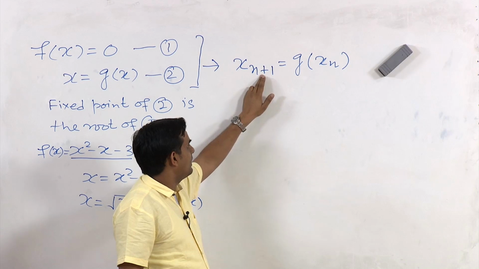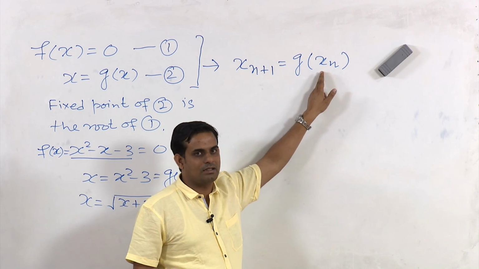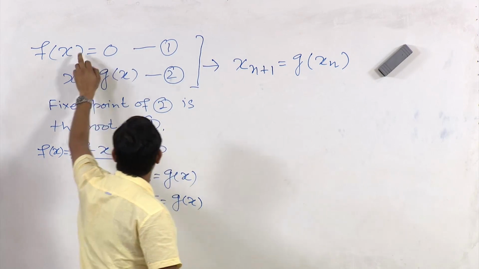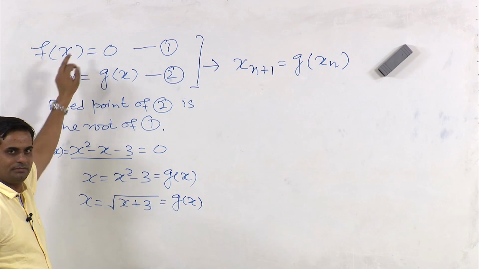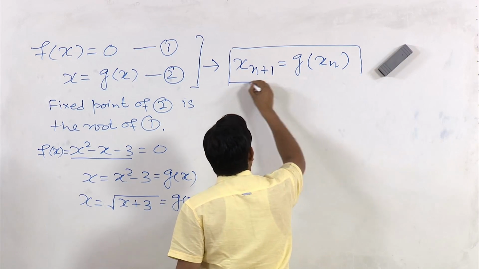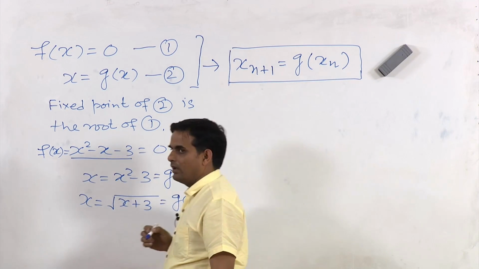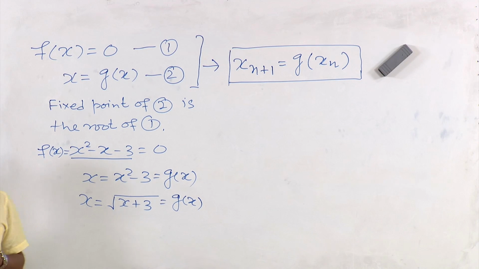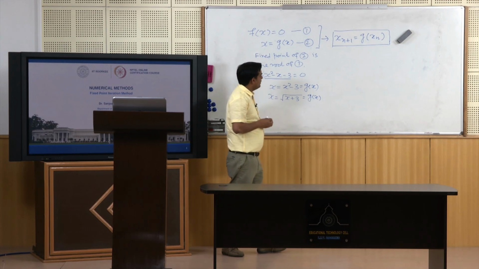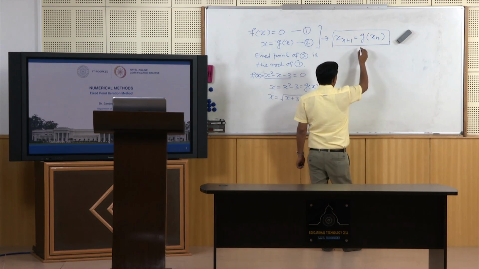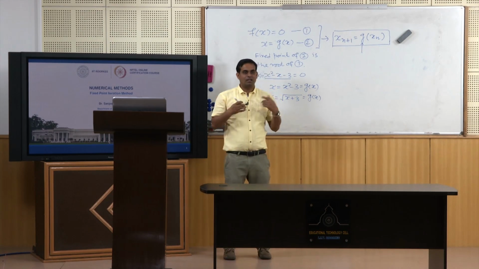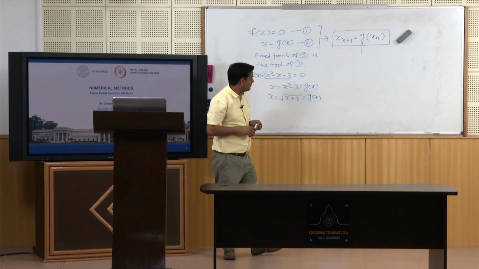Finally, this will become x star equals g of x star, and hence x star is a fixed point of this, which gives the root of f(x) equals 0. So, this particular formula is called the iterative scheme or formula for the fixed point iteration method. The only thing we need to take care of is the choice of this function g, how to write this g from the given equation f of x equals 0.